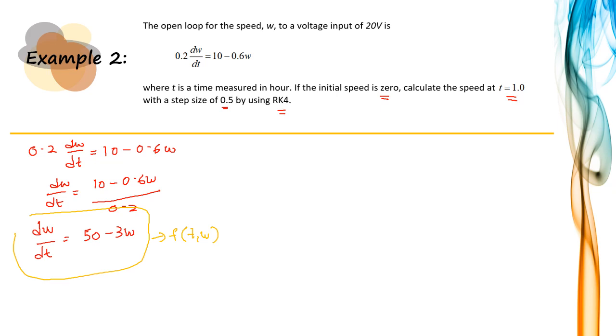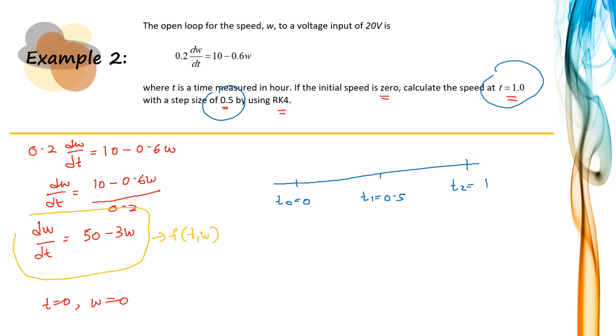This is the initial condition for the function. When t equal to 0, the speed W is equal to 0. And this is my timeline. So t equal to 0, t0. The step size is 0.5. That means t1 is equal to 0.5 and t2 is equal to 1. So we are going to find what is our t equal to 1. So from here, when t0, our W0 is equal to 0.